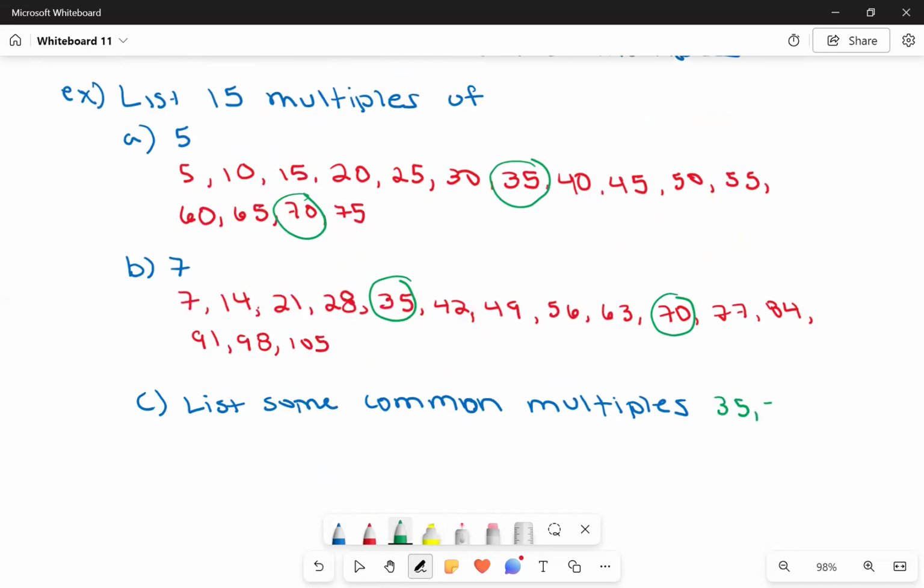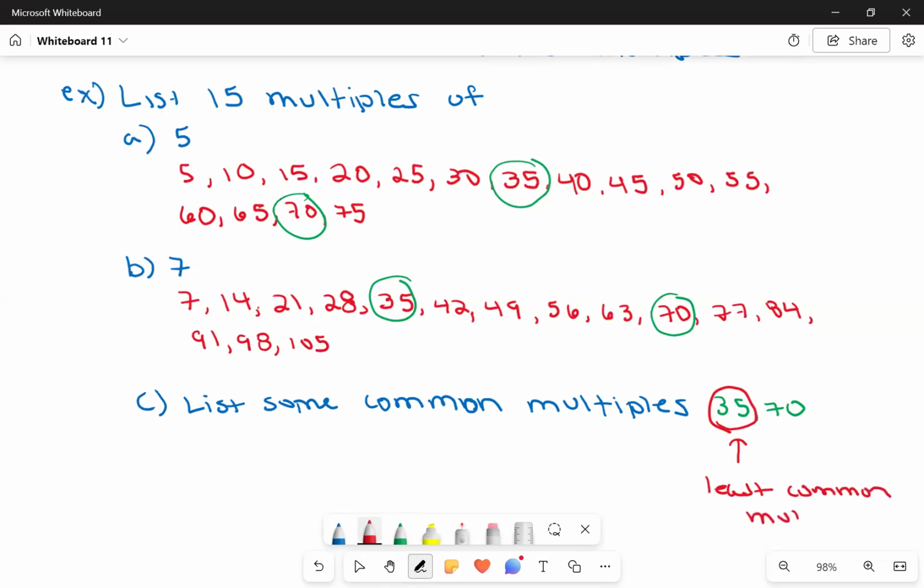And now, as you can guess, if I kept going, there would be more. But the idea with least common multiple is I'm interested in the smallest of them. And the smallest of them would be 35. So this would be the least common multiple.